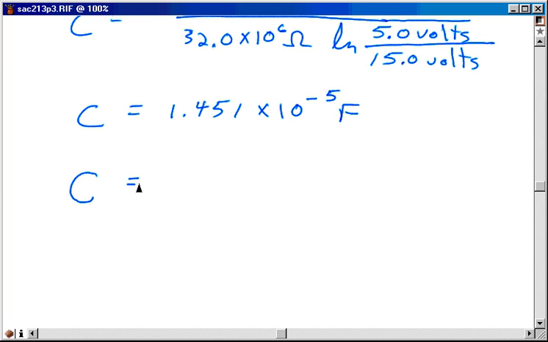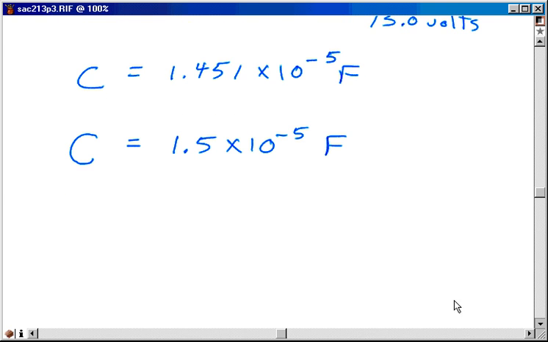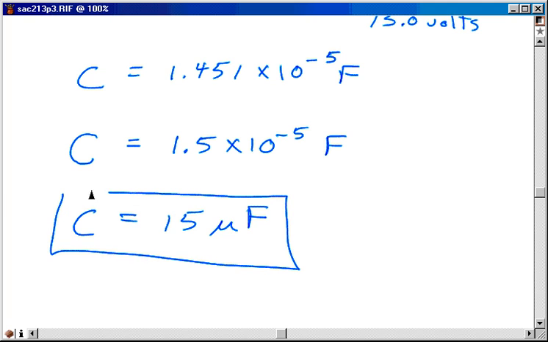So I'll write that as 1.5 times 10 to the minus 5th farads, or 15 times 10 to the minus 6 farads, I think we'll call it. 15 times 10 to the minus 6 farads is 15 microfarads. It's our final answer.